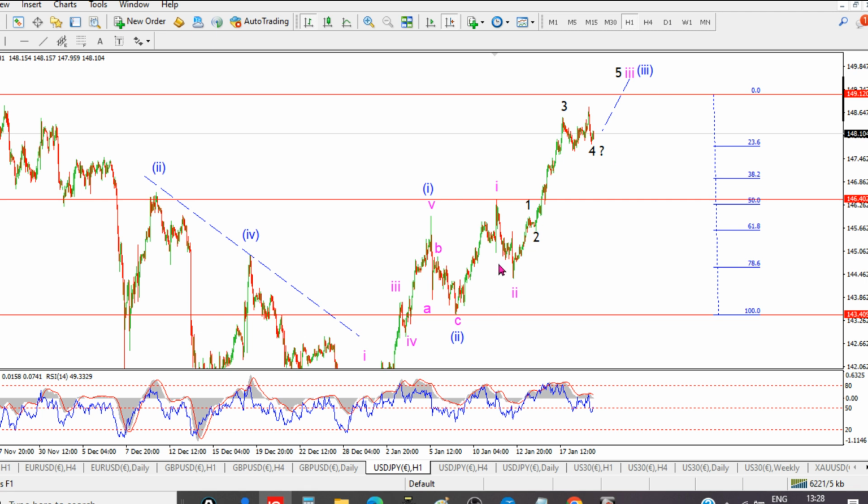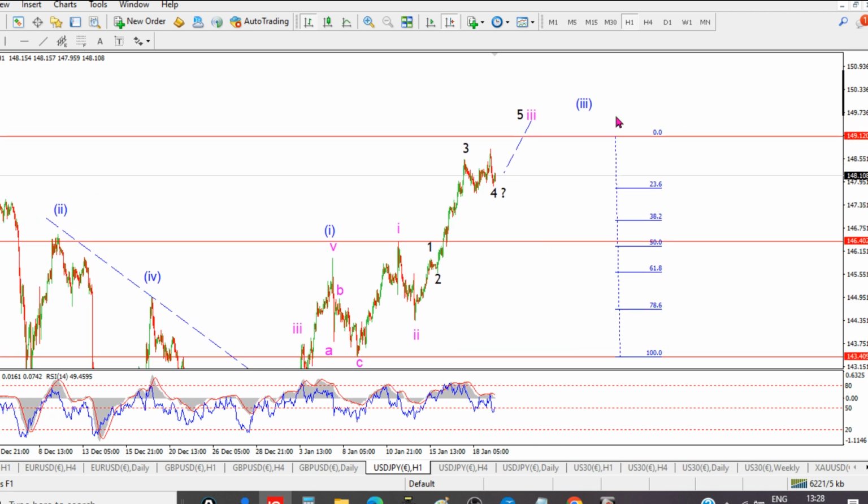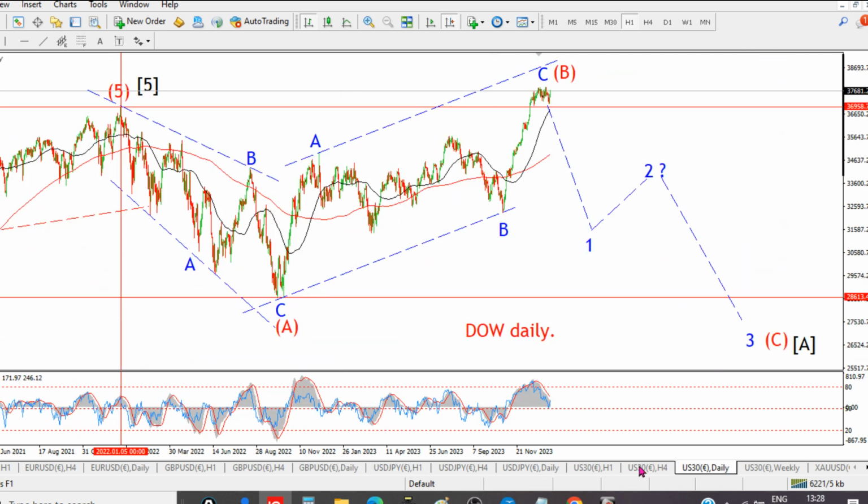But anyway, for next week, it looks like we'll complete wave 3. Maybe we'll correct in wave 3 in pink. Maybe we'll correct sideways in wave 4 before heading higher again in wave 5. So at this point, it's kind of so far so good. Let's keep it going. The Dow, not the same can be said for the Dow.